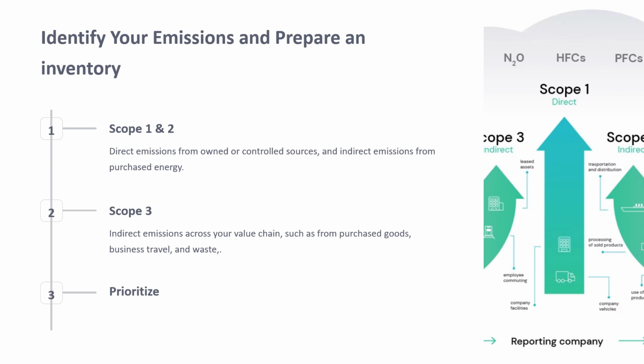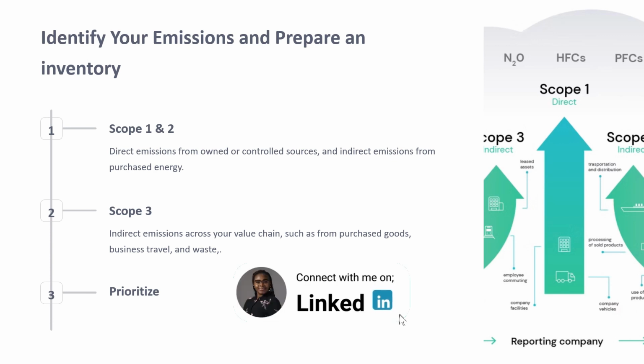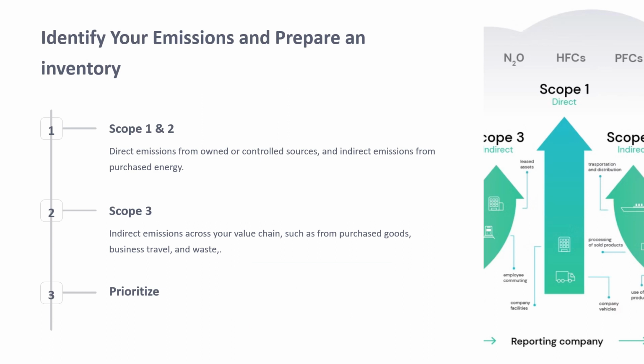So it also allows you to prepare a base year, more like a baseline year, and then your target year, what you're targeting to achieve by your next review year. So this is scope 1 and 2, just to give a summary.